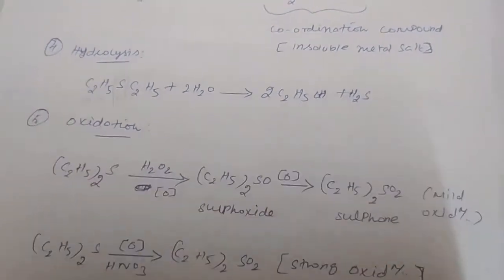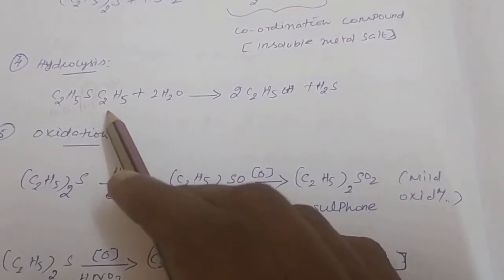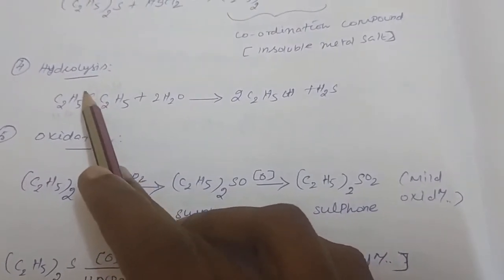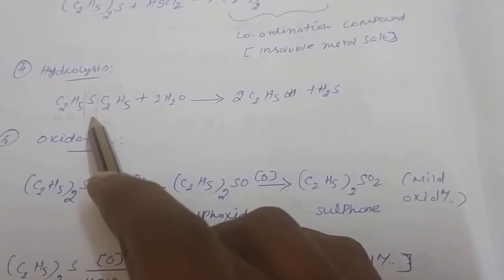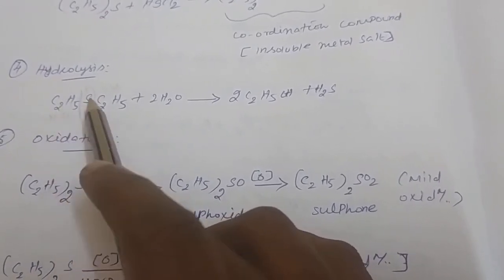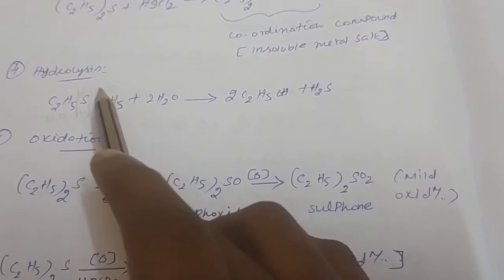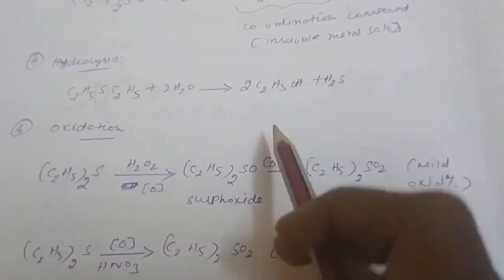So next, hydrolysis. So thioether undergoes hydrolysis to form alcohol. So here bond is broken, here also bond is broken. So hydrogen is added here, OH is added here. Again 1 mole of water molecule, hydrogen is added here, OH is added here. So this sulfur atom is removed as hydrogen sulfide. This ethyl part is converted to ethanol.